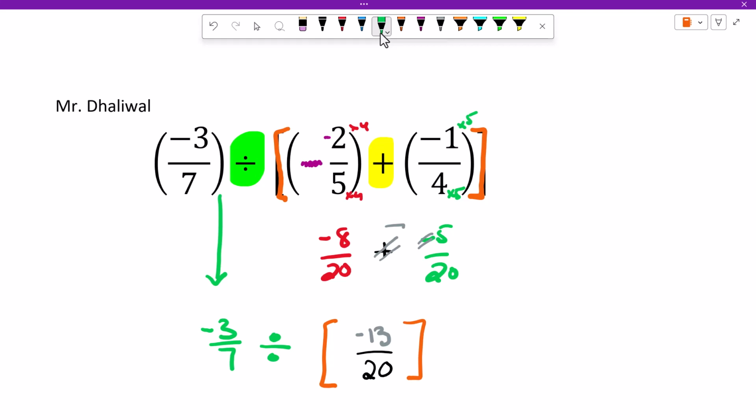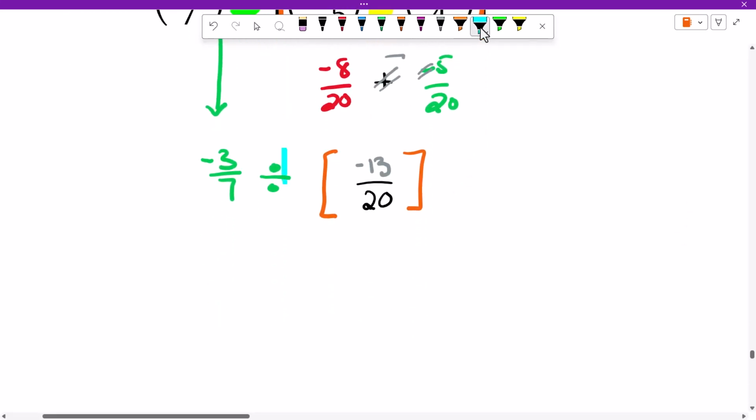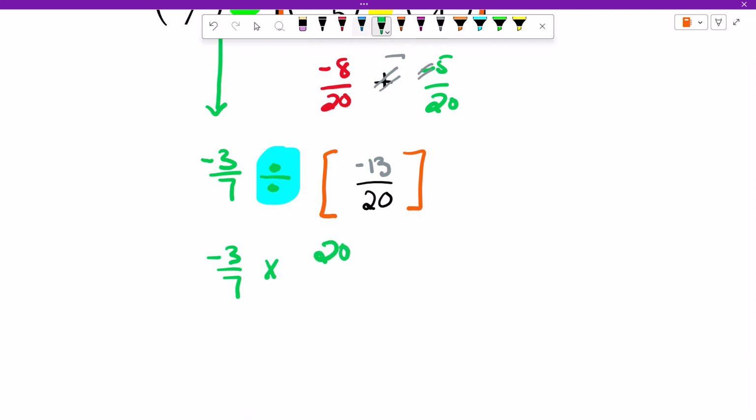And we're working with division. What do we do first? Do we try to make it smaller? What's our first step? Switch. Keep, flip, flip. The division sign changes to a multiplication sign. Right? So this switches over. The negative 3 over 7 stays the same. The division changes to multiplication, and we flip that second fraction. Right? So it becomes 20 over 13. Put the negative sign on top.